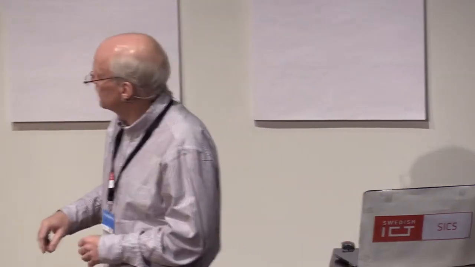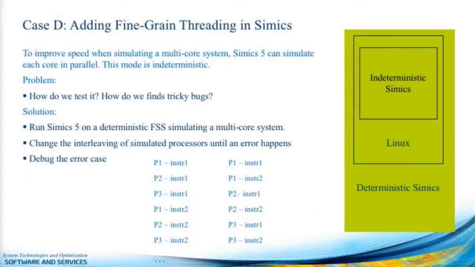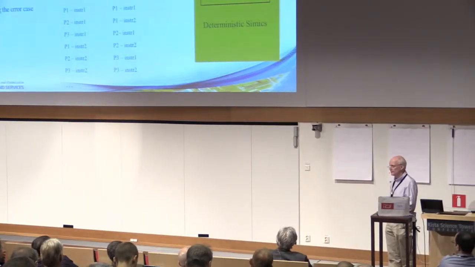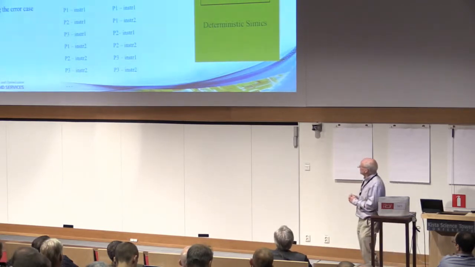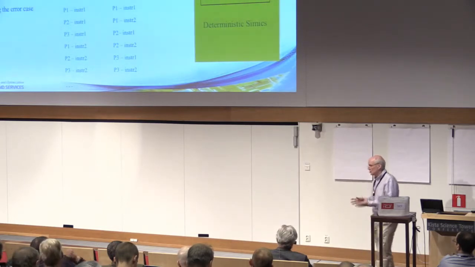So here I'm showing a very simple example, right? There are 3 processors, P1, P2, P3, and they can either run 1 instruction each, or you can have P1 run 2 instructions, and then you simulate 2 instructions of P2, and then you simulate 2 instructions of P3. And if you think about it, that is how a multi-threaded program can actually behave, or what creates the different paths in a multi-threaded program. So you change the interleaving, and you will hit the error case.